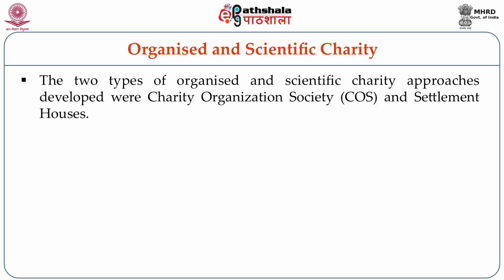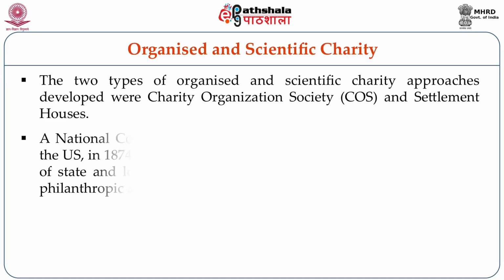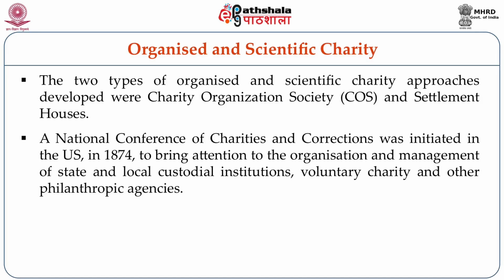Two types of organized scientific charity approaches developed. One was charity organization society and the second one was settlement houses. A third important trend that contributed to development of social work profession was the National Conference of Charities and Corrections, which was initiated in the US in 1874 to bring attention to the organization and management of state and local custodial institutions, voluntary charity and other philanthropic agencies.